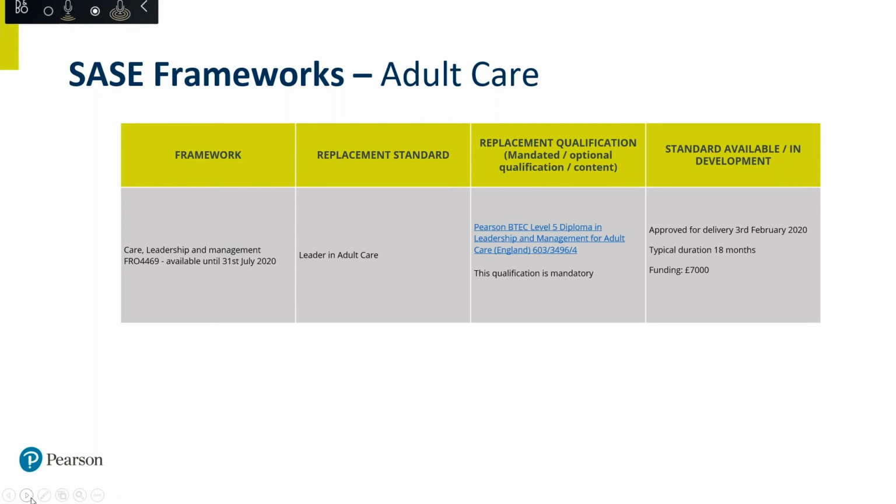Okay, so the standard has just been approved, the standard and the assessment plan approved for delivery on the 3rd of February. The typical duration of this programme is 18 months and the funding is £7,000. You can start making that transition as soon as you wish to, or you can wait and make plans to transition in July 2020.